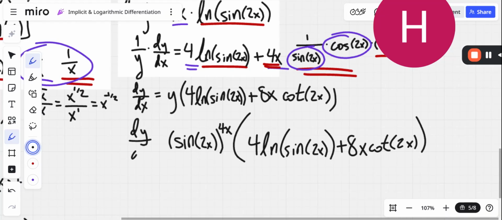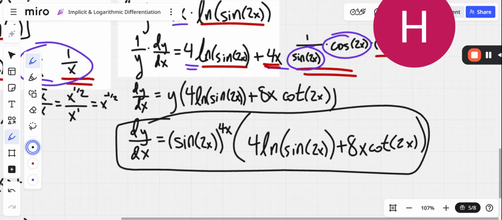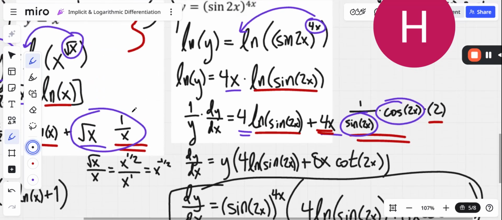I almost want to double check it. It feels like something's off, but I don't think it is. So what's the trick here? We take a logarithm. That way we can take advantage of the power property. And this is what allows us to take a derivative much smoother. Otherwise we'd be stuck. Okay.